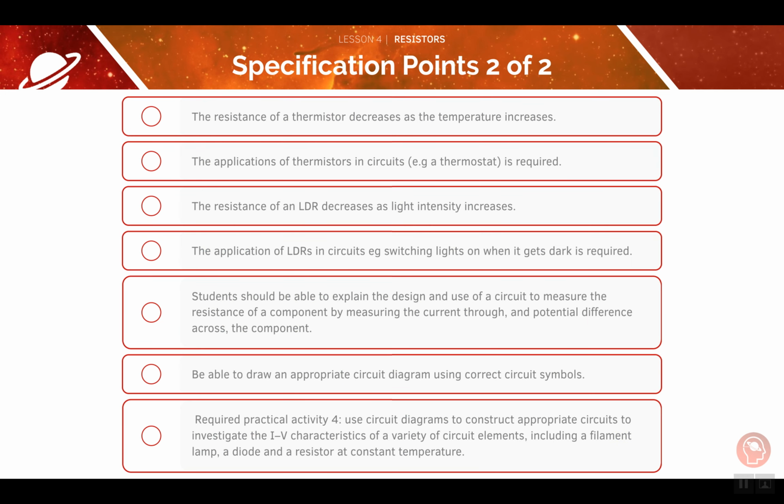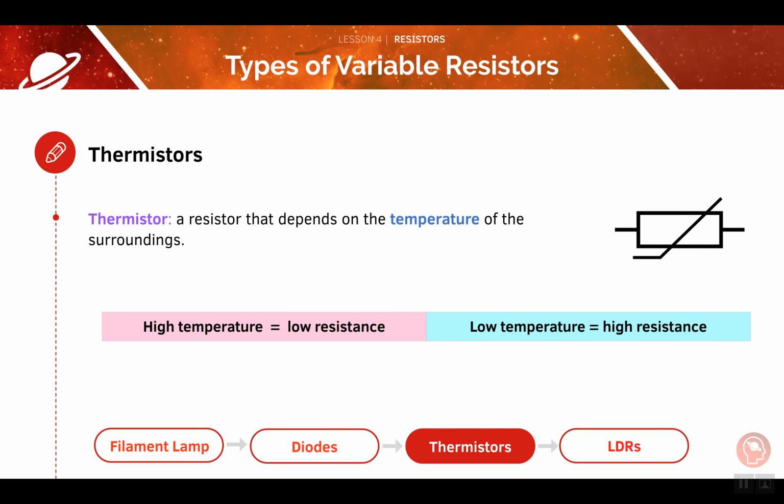We'll now move on to the second part of our lesson. Here is another set of AQA specification points we'll be covering. Feel free to pause the video now and read through them before we carry on. First, we will look at the resistance of a thermistor. A thermistor is a special type of resistor. This resistor depends on the temperature of the surroundings. As we can see here, the higher the temperature, the lower the resistance, and vice versa.